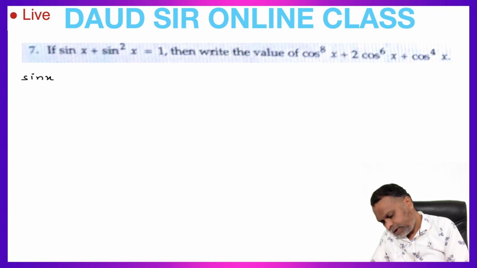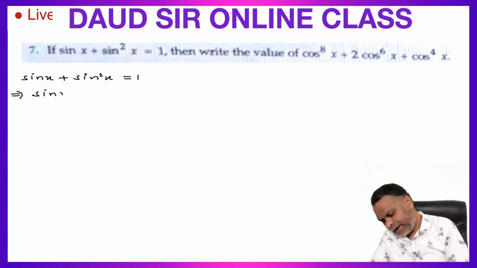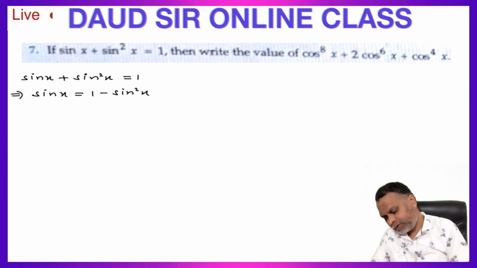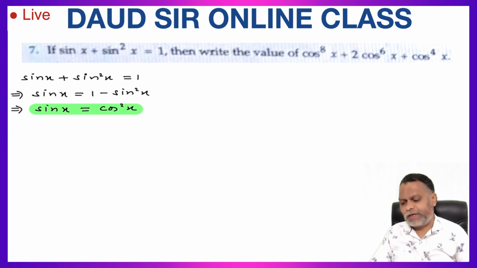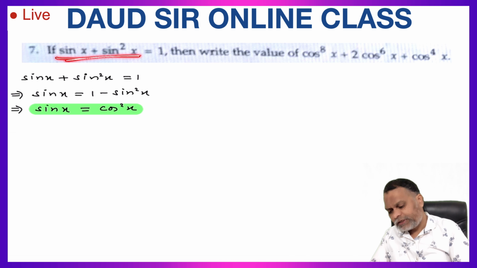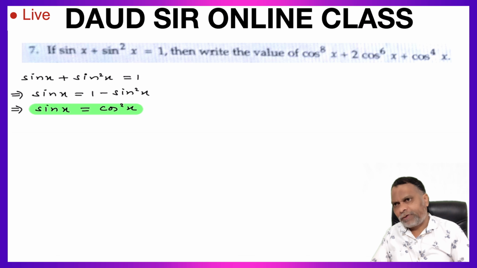sin x plus sin²x is equal to 1, which implies sin x is equal to 1 minus sin²x, shifting this sin²x to this side it becomes minus sin²x. So sin x is equal to 1 minus sin²x, which is cos²x. This important result we have got here: sin x is equal to cos²x. Again take the same condition and replace this sin x by cos²x. Then after solving this we can get it easily in terms of cos.